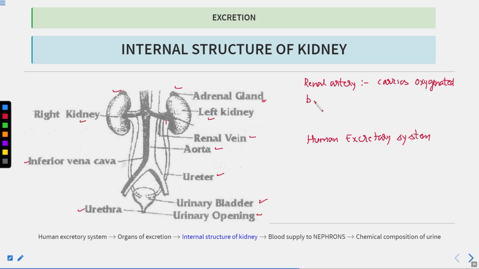It carries oxygenated blood from what? From the heart towards the kidney. And then the renal vein. Okay, so it is just the opposite of the renal artery.